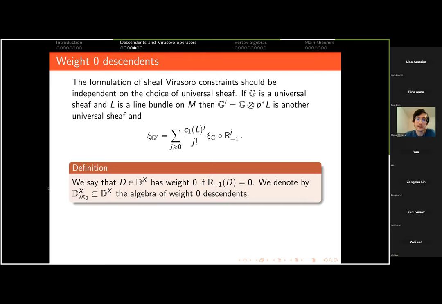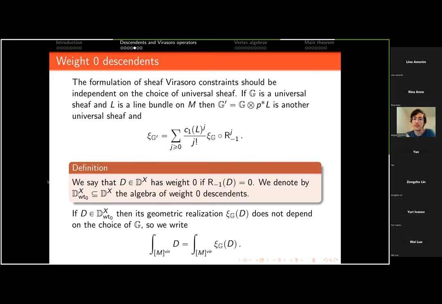And we denote by D^X weight 0 the algebra of weight 0 descendants. And the point is that if we have some such D here, then the geometric realization does not depend on the choice of G. Basically, because if you apply both sides to D, only the term with J equals 0 will survive. And in particular, it makes sense to write the integral of D against the virtual fundamental class to mean the integral of the geometric realization of D with respect to any universal sheaf, because this will not depend on the universal sheaf we choose.